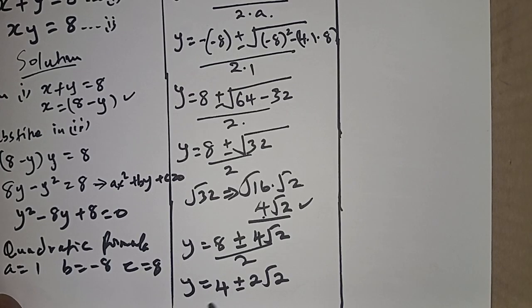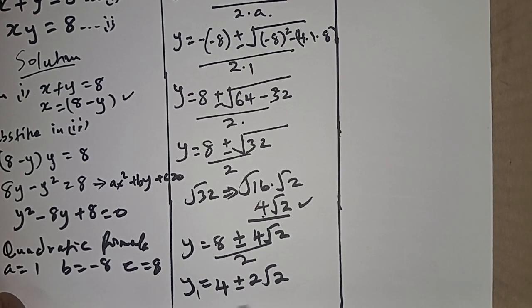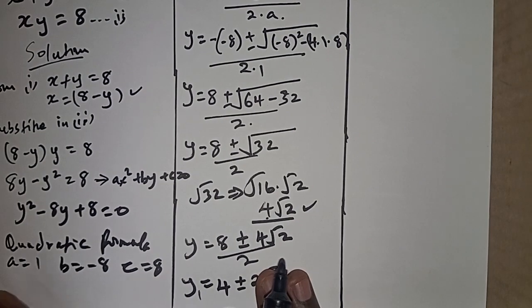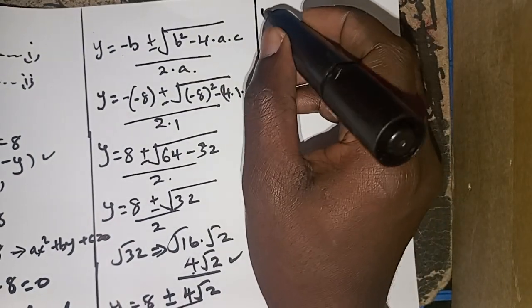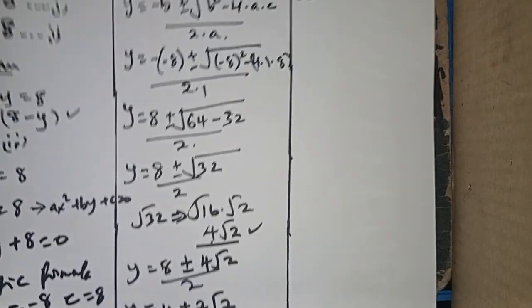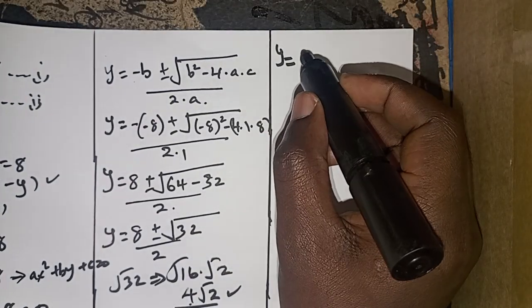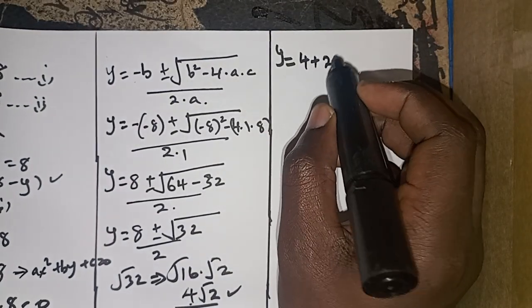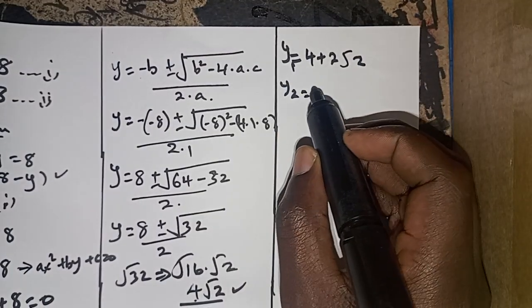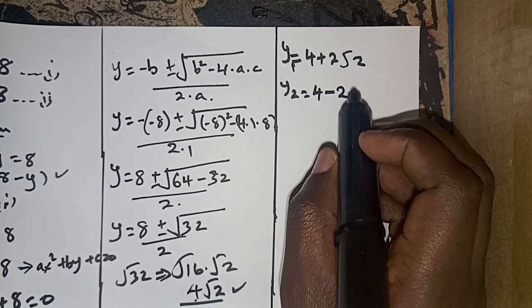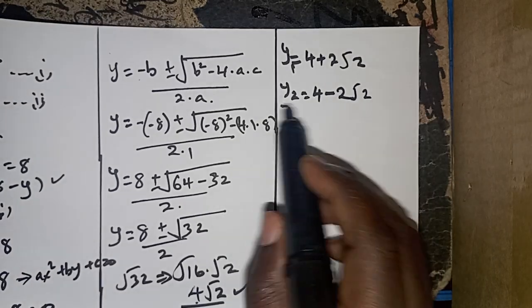So let's go and solve. Here we have two values of y. So it tells me that either the first y will be positive. So y is 4 plus 2 root 2. And the second value of y will be negative, that is 4 minus 2 root 2.